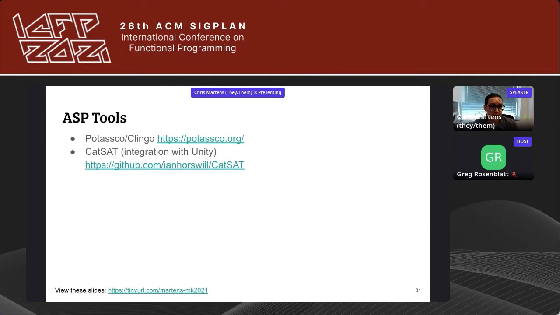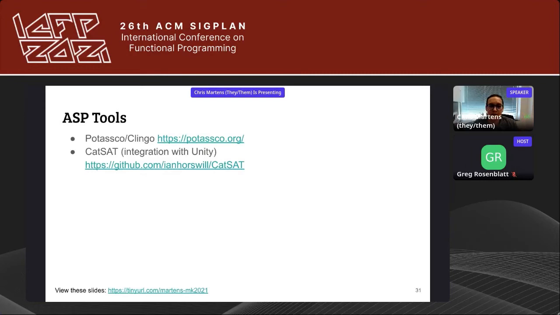And then more recently, one of my colleagues, Ian Horswill, has developed a tool called CatSAT, which has native Unity integration and a bit better support for randomness. That's another interesting thing: when you ask for a certain number of answers, you can ask it to do search in a random way, but there's not very much control over what that means and what the sample space is that you will get when you ask for a certain number of answers. So CatSAT is an implementation that's a little bit more tuned to random sampling and has fairly decent performance for the applications of ASP that are common in procedural content generation.